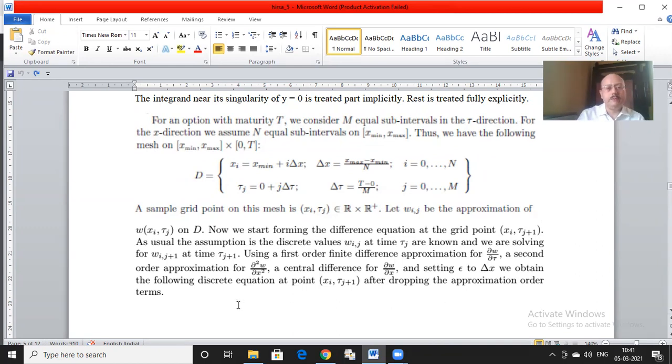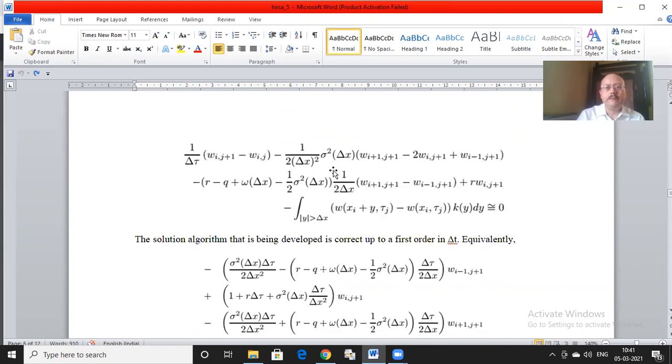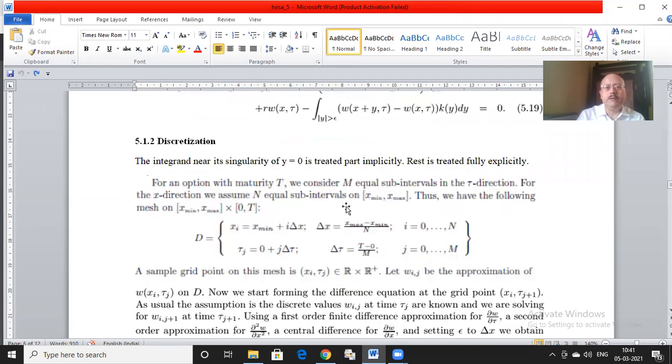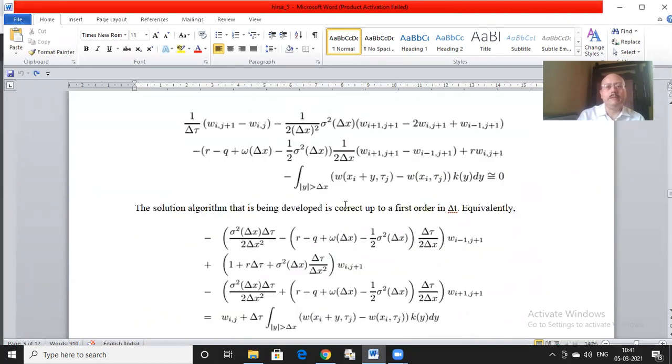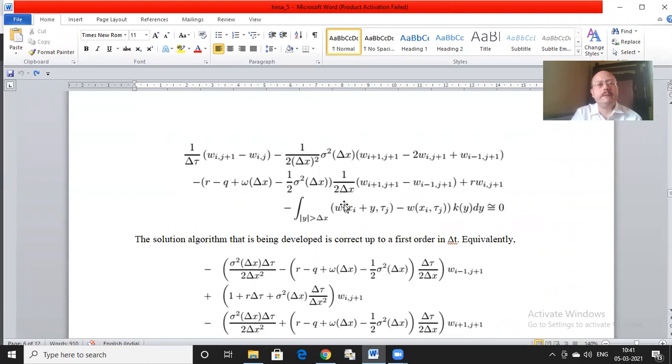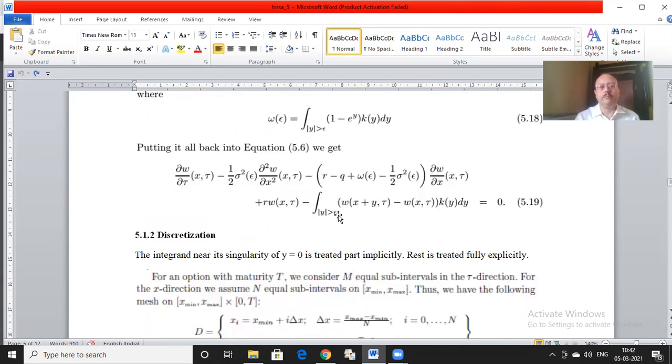So with all that, we will obtain this discrete equation in place of our PIDE. So this 519 is now written in the discrete form as here. This is the del w del tau, this is the central difference of del w del x, I have this RQ, the W function is still here, we have the omega delta x, and this omega will come from here.